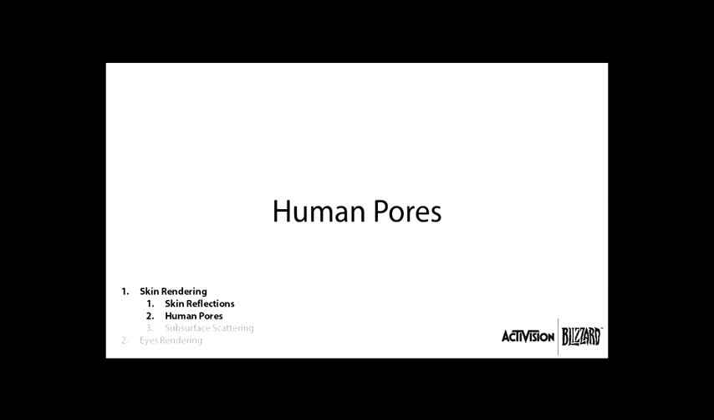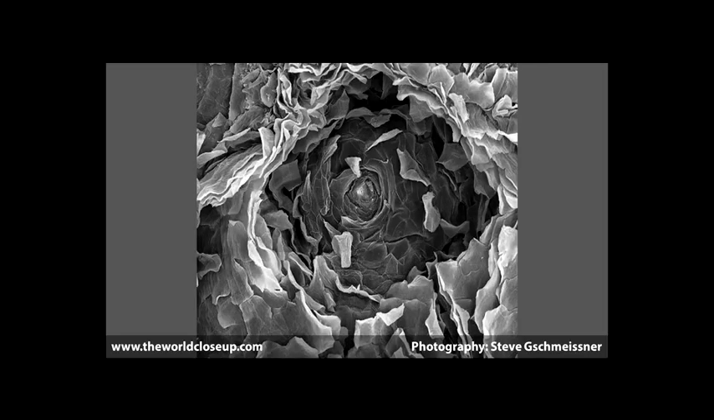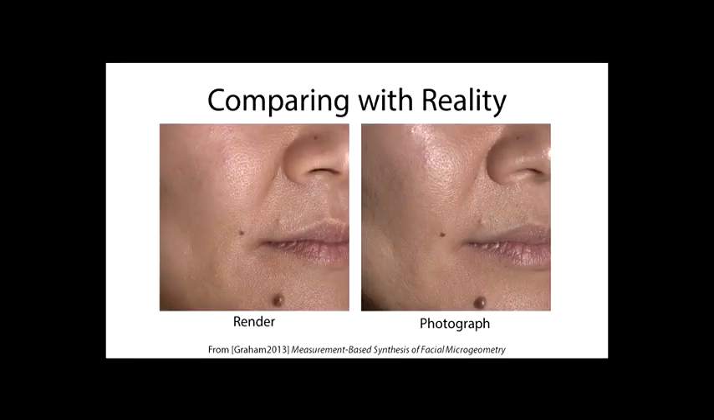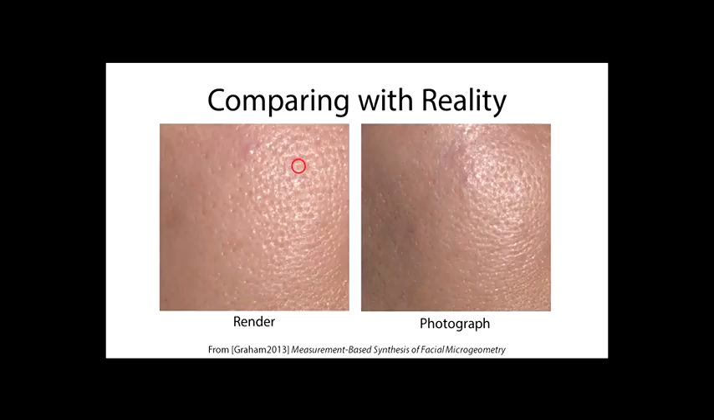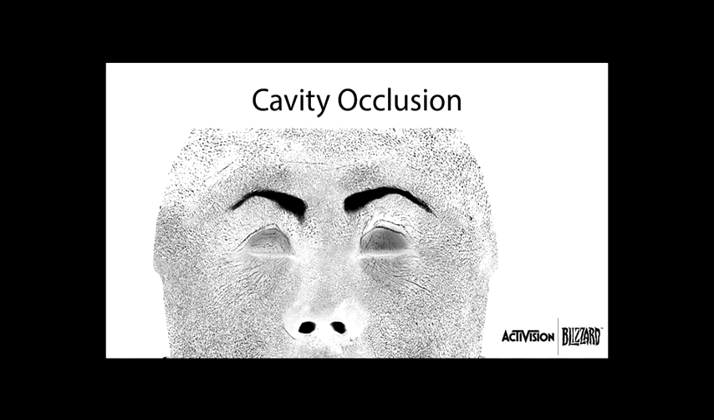So the next topic is human pores. This beautiful image is a scanning electron micrograph of a human pore. You can notice there that there is a lot of occlusion happening, and you may be thinking that this is completely irrelevant for rendering, and we thought the same, but I think we were wrong. If we compare a render with a photograph, you can actually tell that we are getting specular reflections inside of the pores, which in general is not something that will happen in reality because there is a hole there.